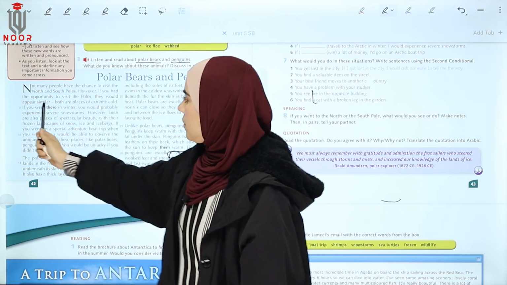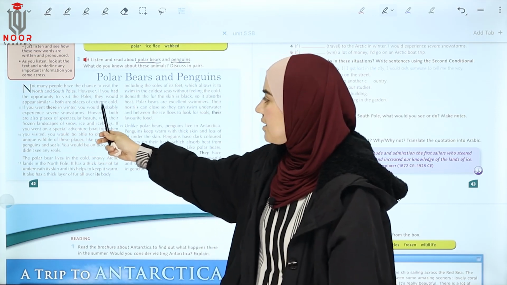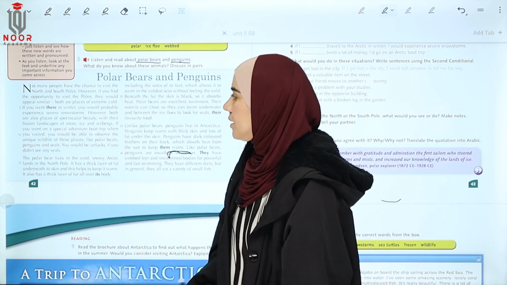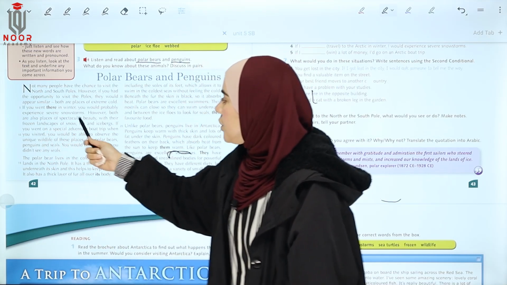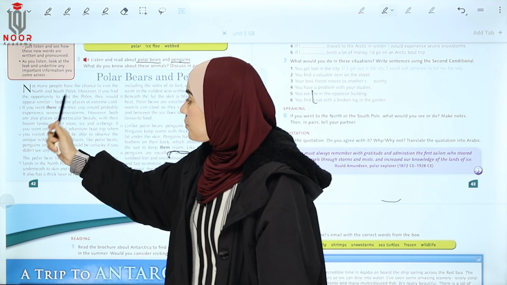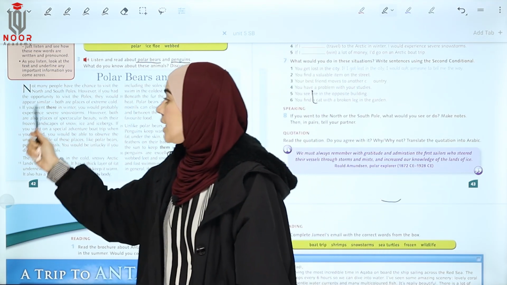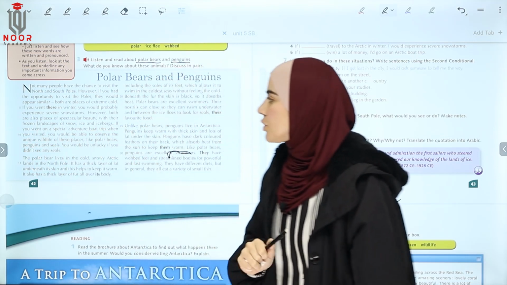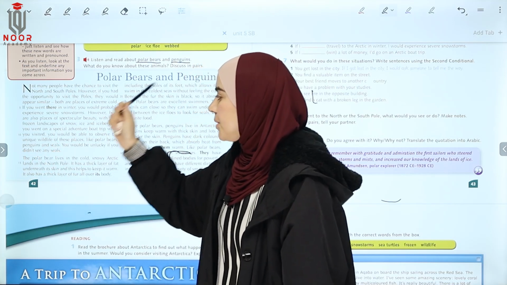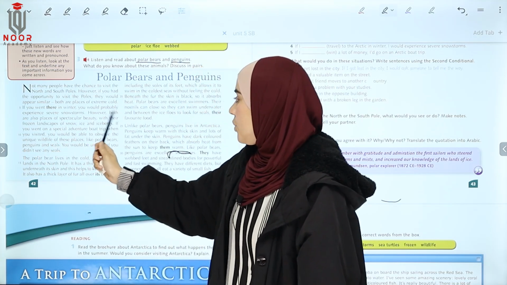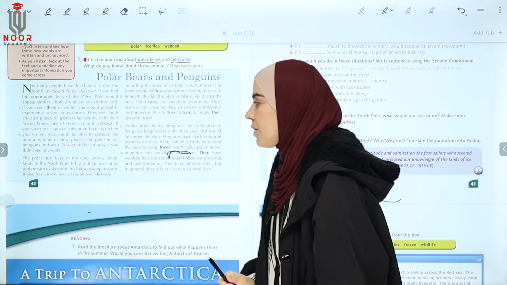However, if you had the opportunity to visit the poles, they would appear similar. Both are places of extreme cold. If you went there in winter, you would probably experience severe snowstorms. So you would probably experience severe snowstorms. However, both are also places of spectacular beauty, with their frozen landscapes of snow, ice, and icebergs.